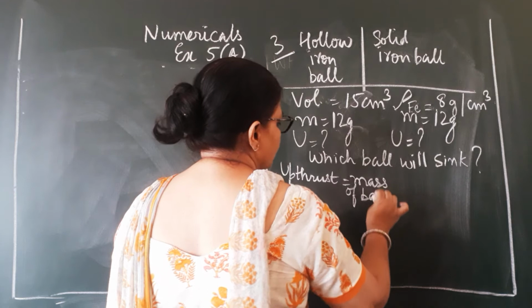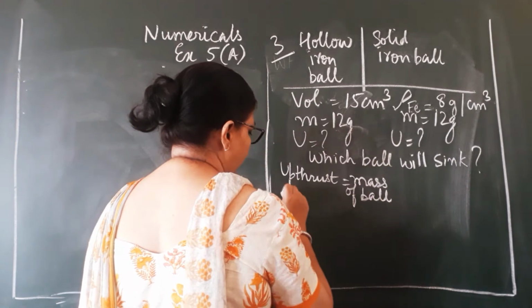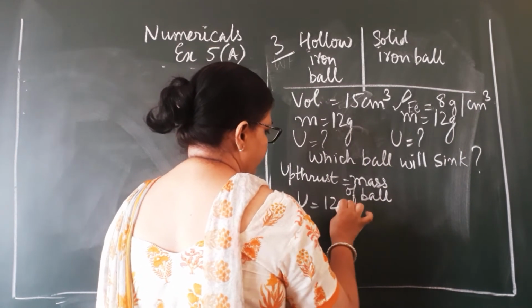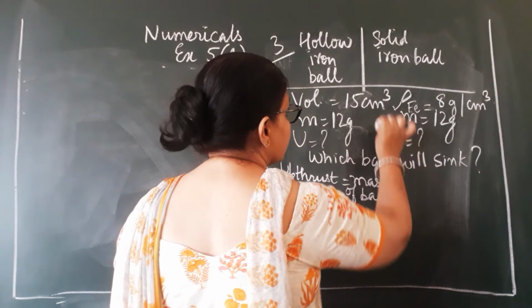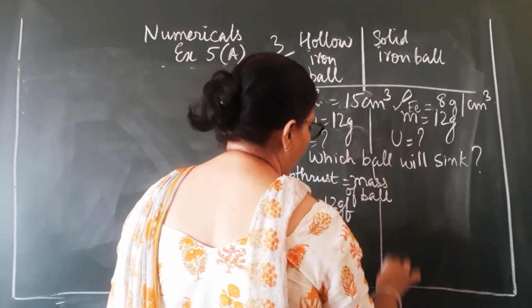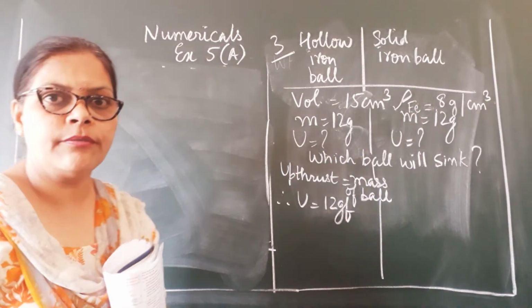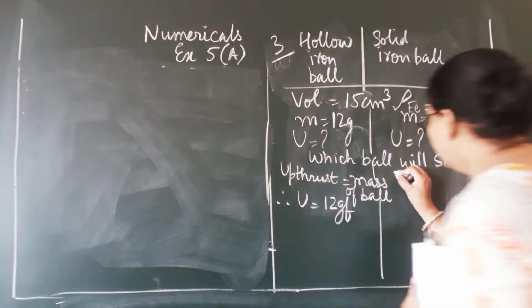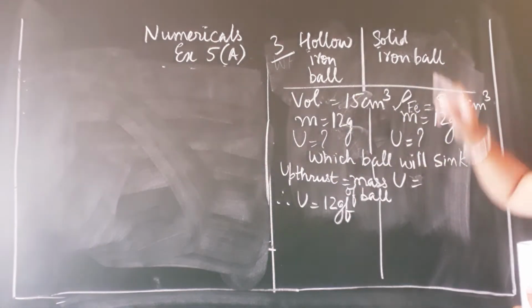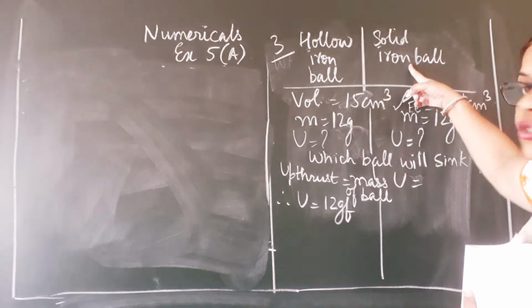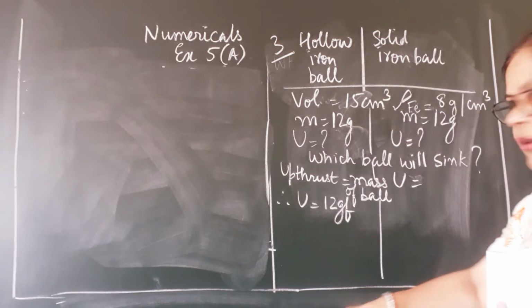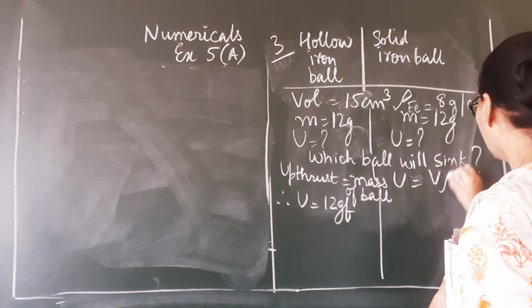Okay, and what is the mass of the ball, children? It is 12 grams. So therefore, the upthrust is 12 GF in the first case. In the case of the hollow ball, the upthrust is 12 GF. Now what about the upthrust in case of the solid ball? Now it is solid, so therefore it is going to sink. So the upthrust will be V rho G.